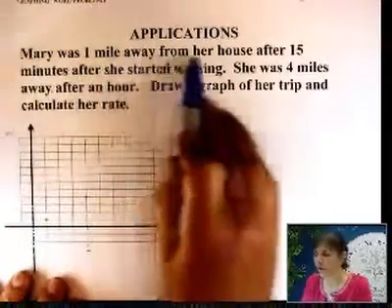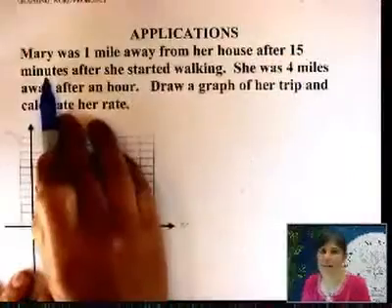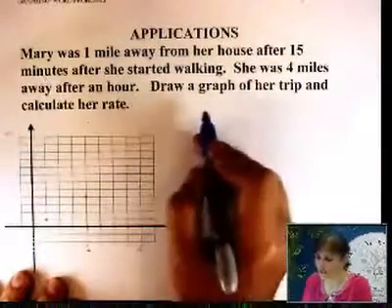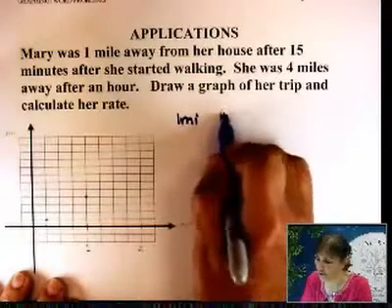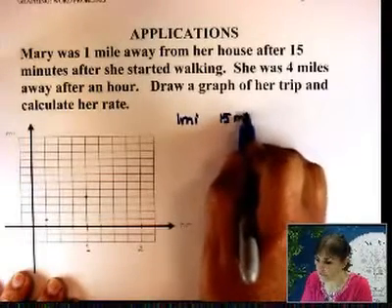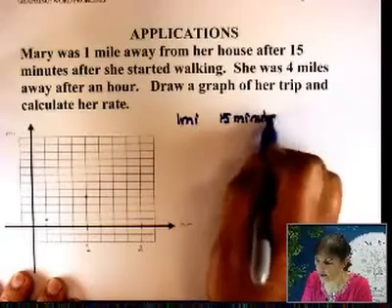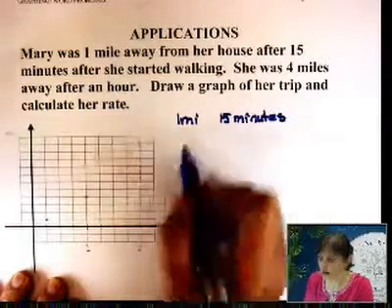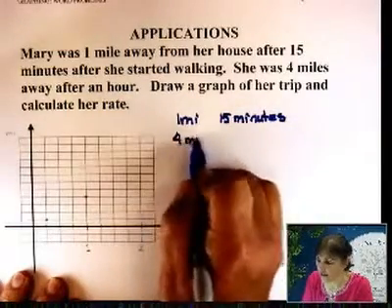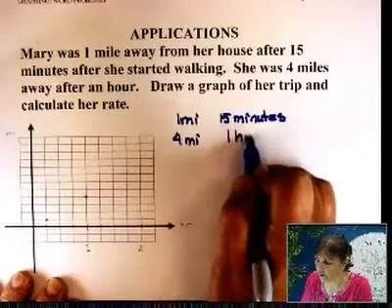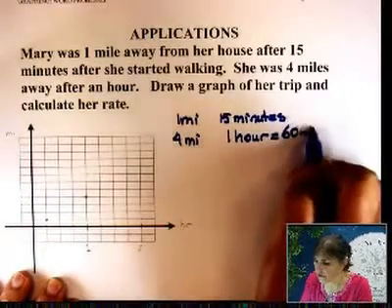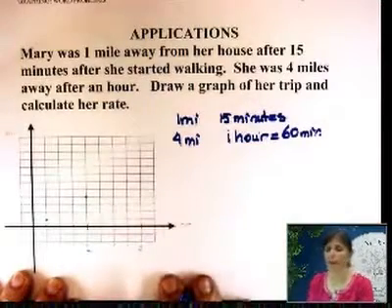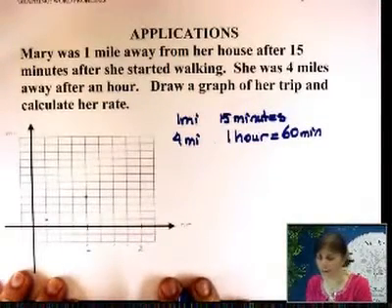Mary was 1 mile away from her house after 15 minutes. So I can write down what is going on: 1 mile away after 15 minutes. She was 4 miles away after 1 hour, which is 60 minutes. Draw a graph of her trip and calculate her rate.